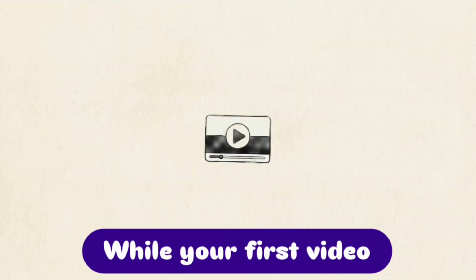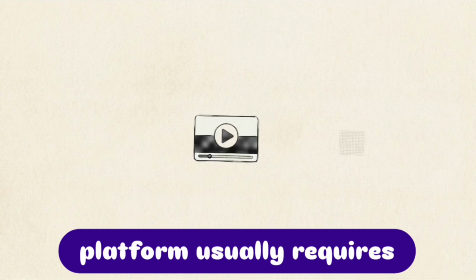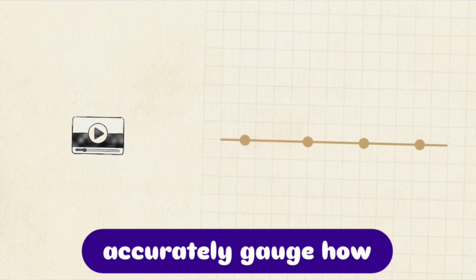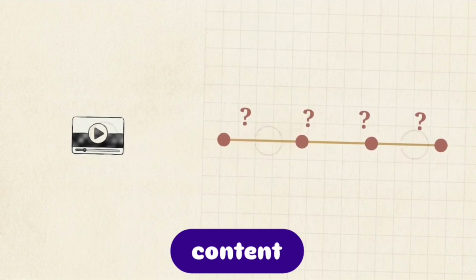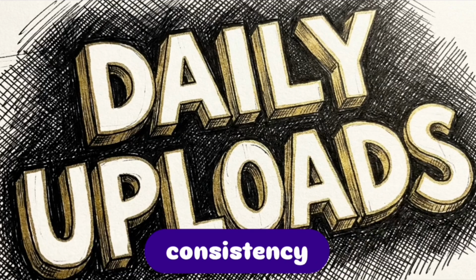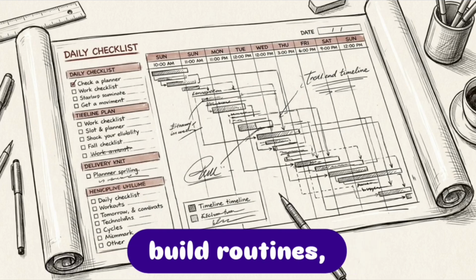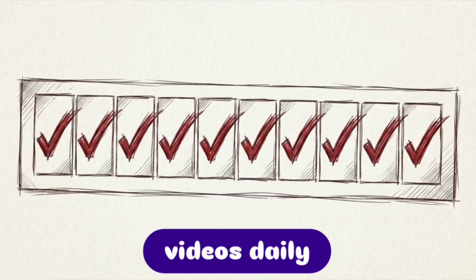While your first video is a major milestone, the platform usually requires more than one upload to accurately gauge how viewers respond to your content. The real objective is consistency. Use this blueprint to build routines, publishing 1 to 2 videos daily.